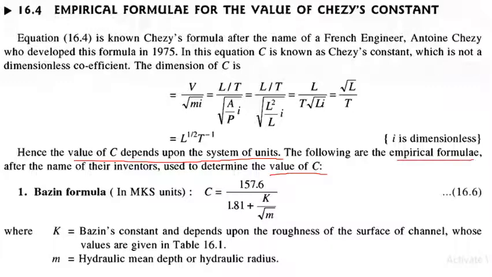Let's see the first one, Bazin's formula, which is given by C = 157.6 divided by (1.81 + K/√M). Here K is Bazin's constant and M is the hydraulic mean depth.